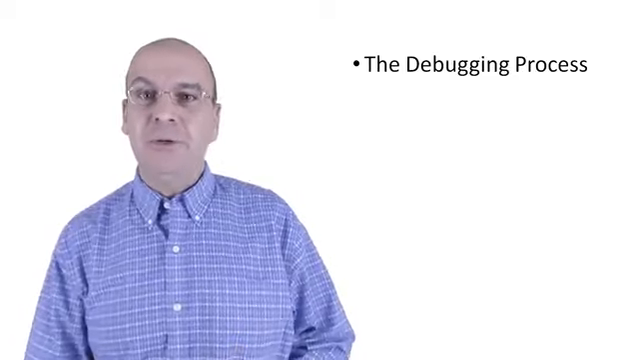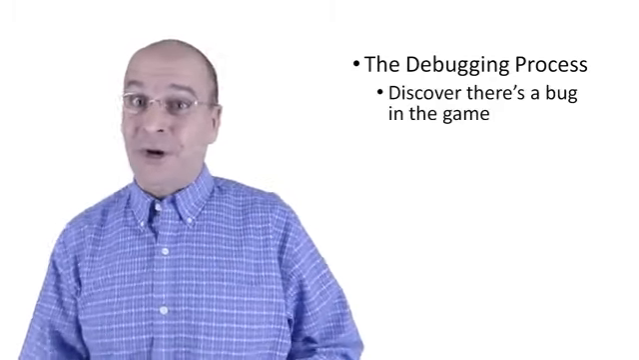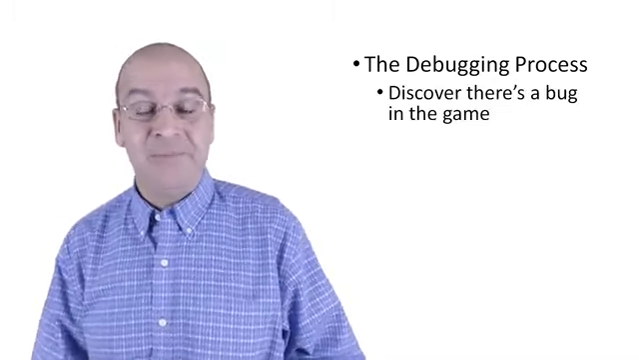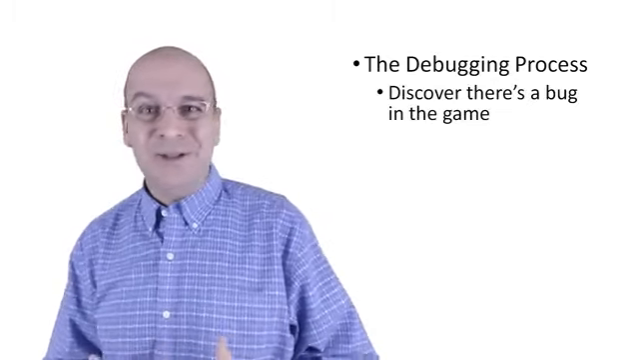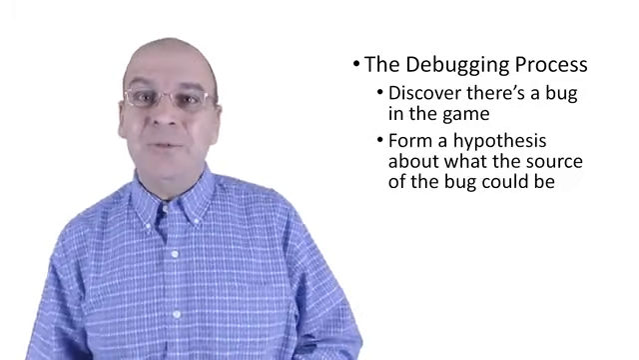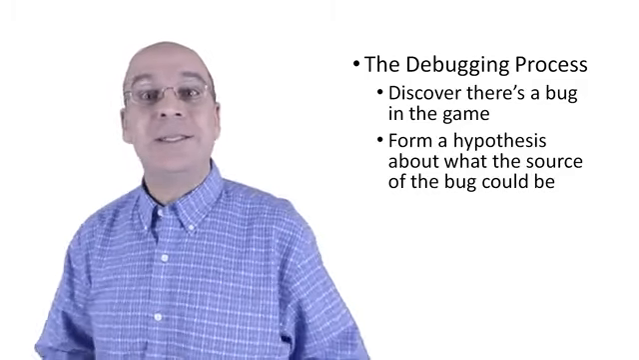Before we actually go through the mechanics of doing that, let's talk a little bit about how debugging works. We find an error in our code, a bug. Somehow it's not behaving the way it's supposed to behave. Before we go messing around in the debugger and watching how our program executes, we should form a hypothesis about what could cause this error.